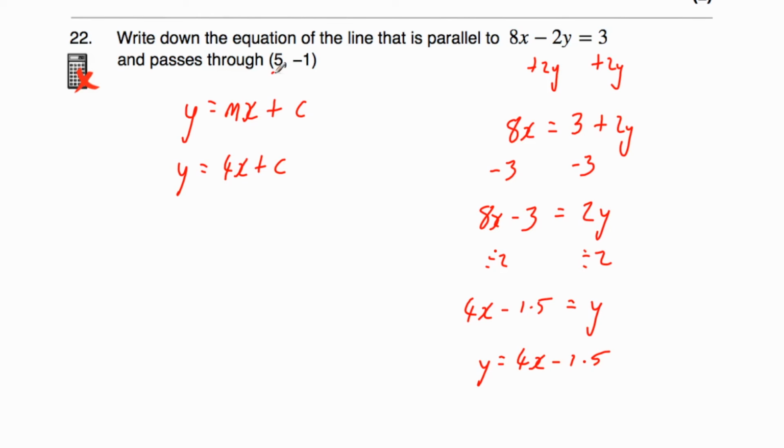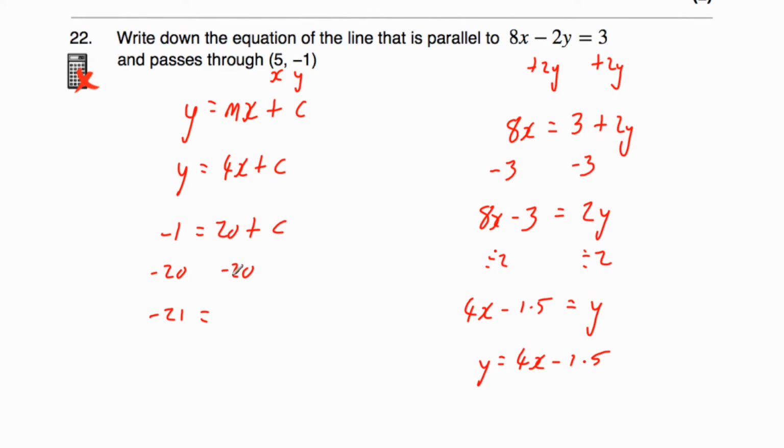So I'm going to label the x-coordinate and the y-coordinate. So x would be 5 and y would be minus 1. And let's substitute those into our equation to find our c. So y, which is minus 1, equals, and then we've got 4 times x, and x is 5. 4 times 5 is 20, plus c. Now we want to get c on its own, so let's get rid of this 20. So let's take away 20 and take away 20. Minus 1, take away another 20 would bring us down to minus 21.